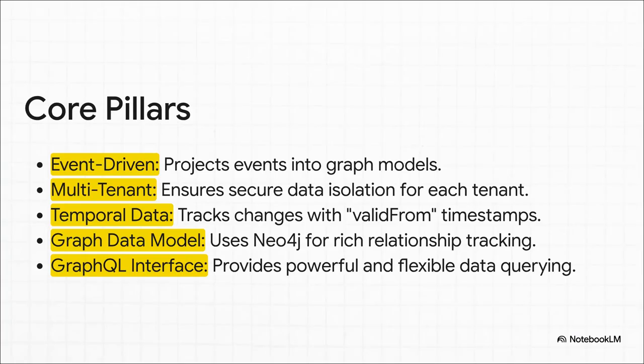First off, it's event-driven, which just means it reacts to changes as they happen. It's also built for multi-tenancy, so you can be sure that different clients' data is always kept separate and secure. Now, this next one is absolutely crucial. It handles temporal data. Every single change gets a valid from timestamp. All of this history is stored in a graph data model using Neo4j, which is just perfect for understanding complex relationships. And the best part? You get to access all of it through a really flexible GraphQL interface.